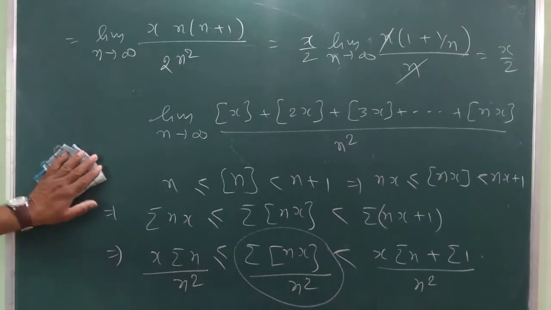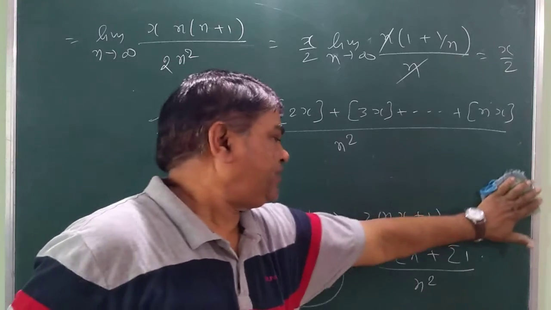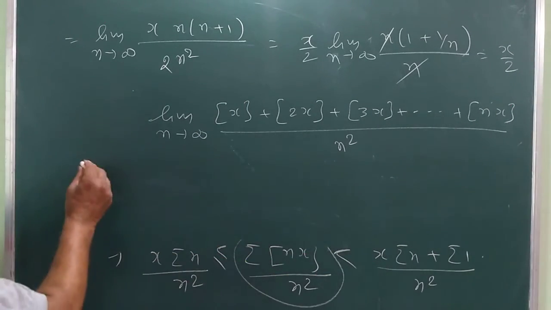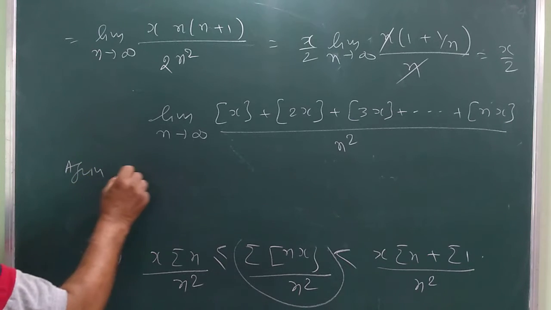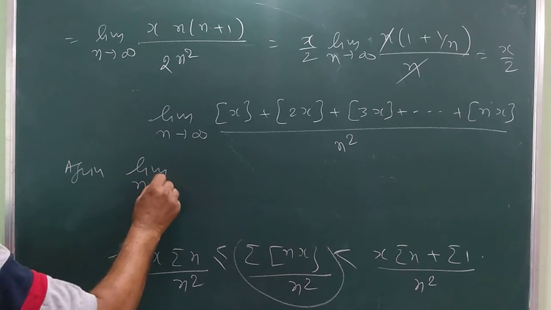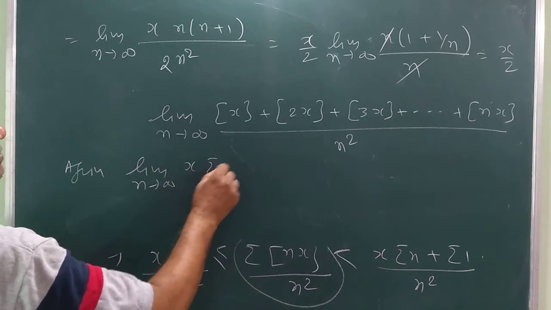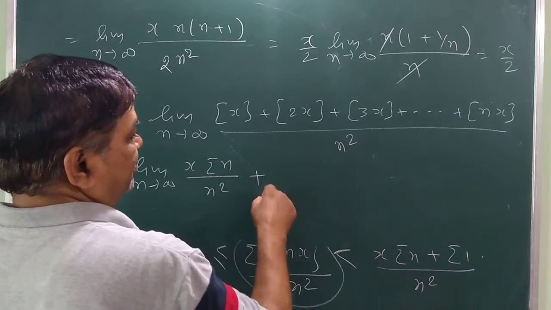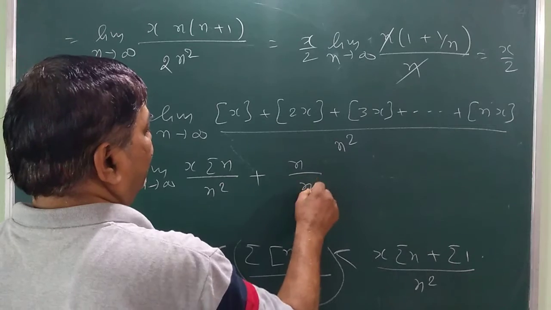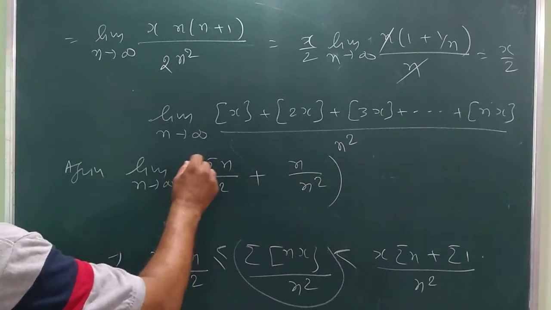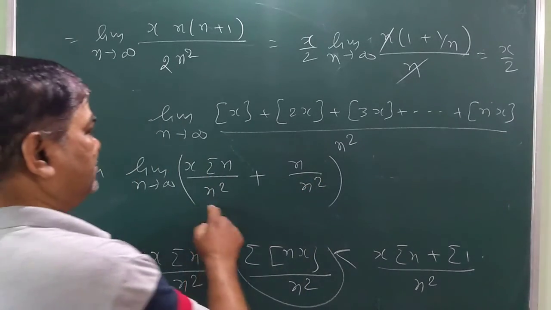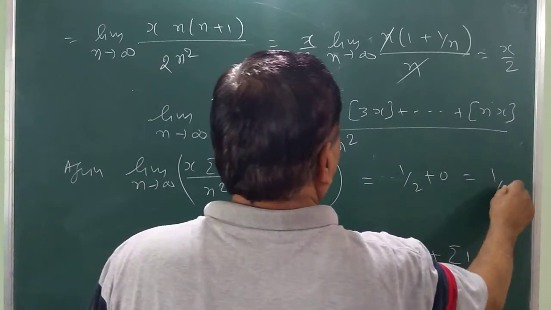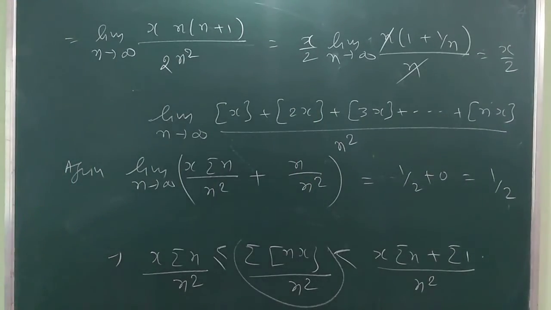Now similarly, you just find the limit of this one. So again, limit n tends to infinity, x summation of n divided by n square plus n divided by n square. So this one is your 1 by 2 plus 0. So this is also 1 by 2.